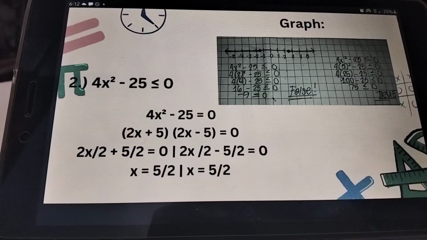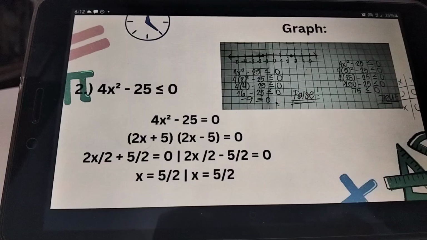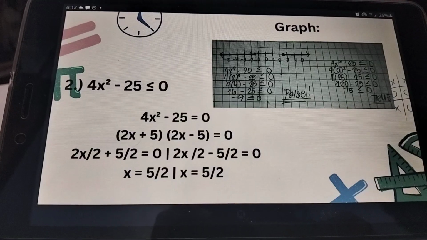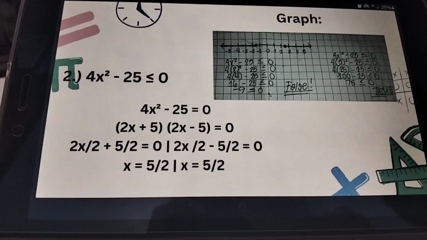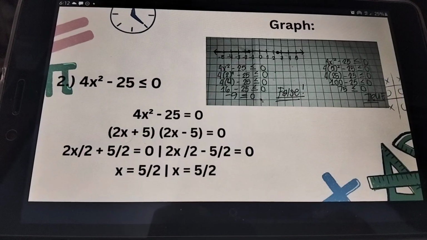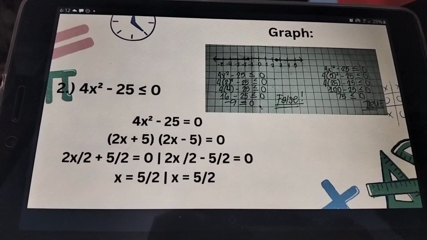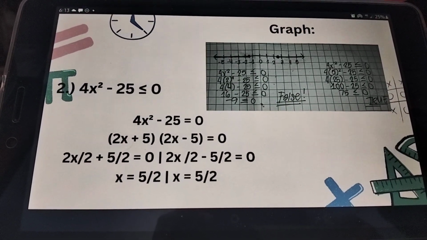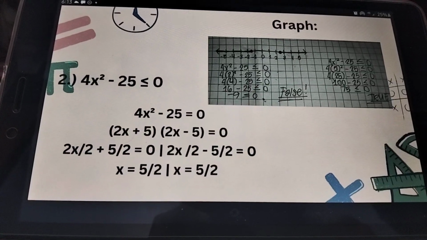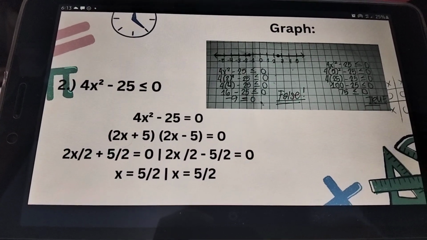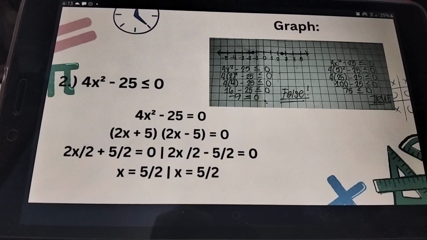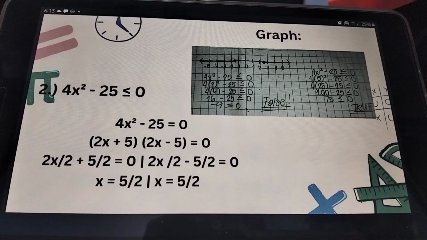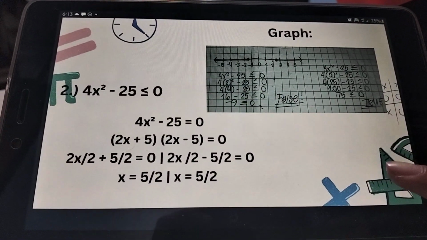For the left interval, it is positive. For the middle interval, it is negative. For the right interval, it is positive. Because the inequality is less than or equal to 0, we include the middle interval and the endpoints. So the final answer is negative 5 over 2 is less than or equal to x is less than or equal to 5 over 2. Here is our graph and our solution that make it false and true.